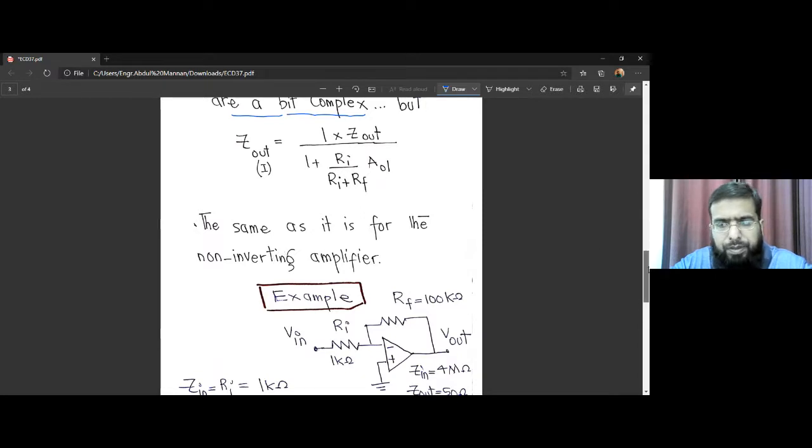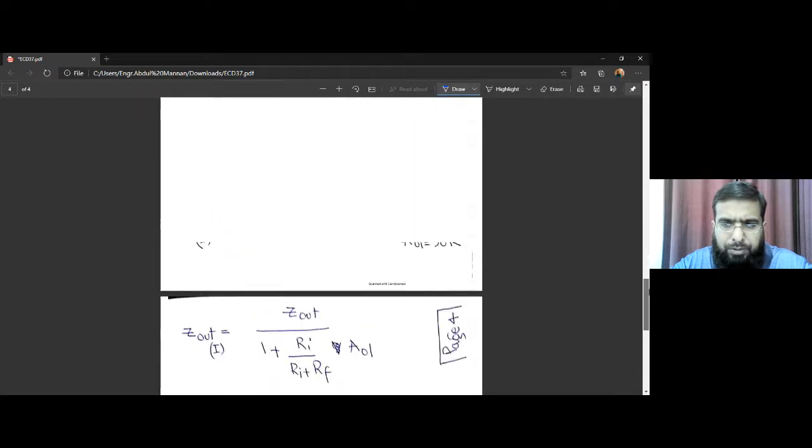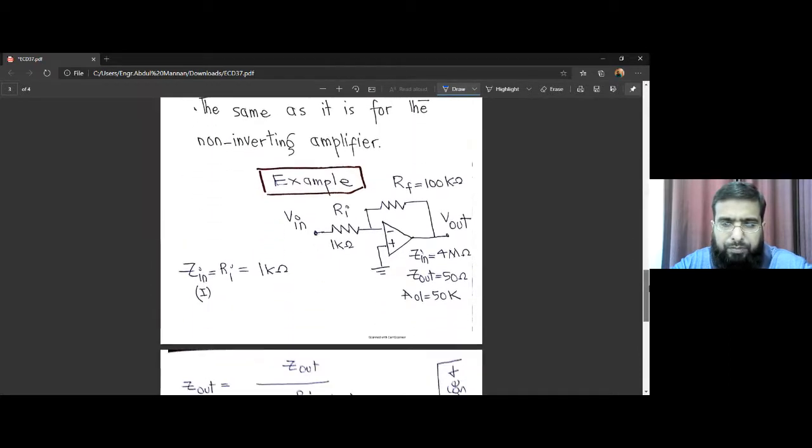To end this lecture, we are going to solve an example where we are given an inverting amplifier. The input is applied to the inverting input through resistor Ri, and there is a feedback resistor Rf equal to 100 kilo ohms. Ri is 1 kilo ohm. The non-inverting terminal is connected to ground directly. And these are some datasheet parameters given. Z-in for this op amp in open loop is 4 mega ohms. The open loop output impedance is 50 ohms, and AOL, the open loop voltage gain, is 50k, meaning 50,000.